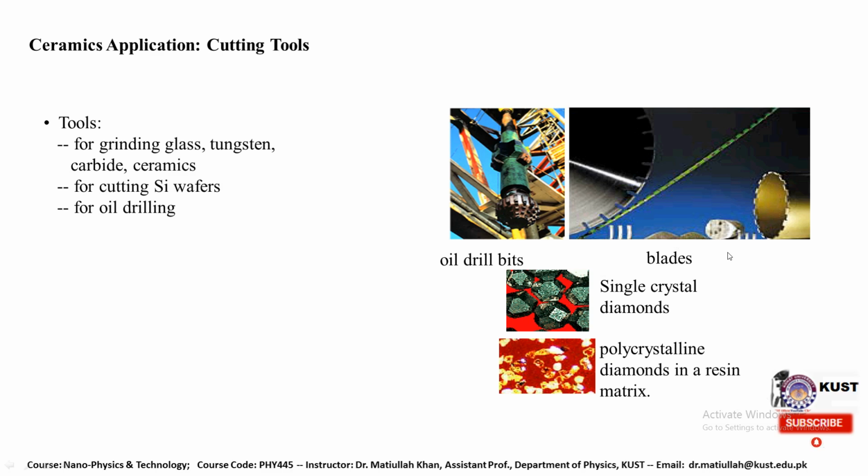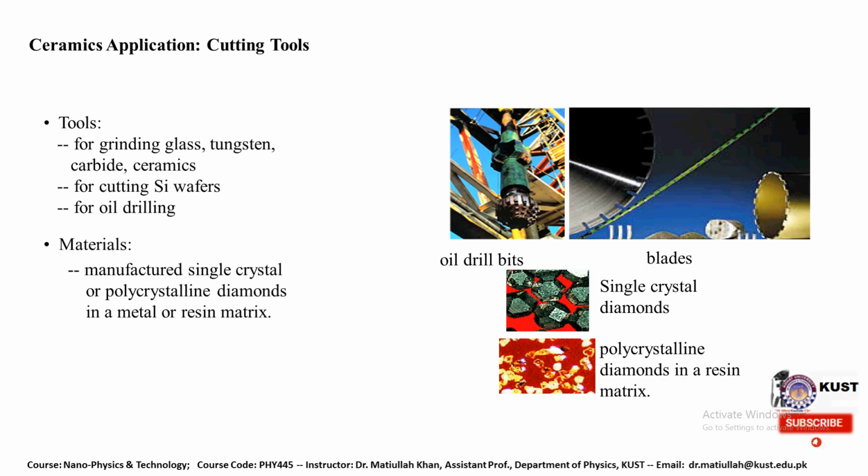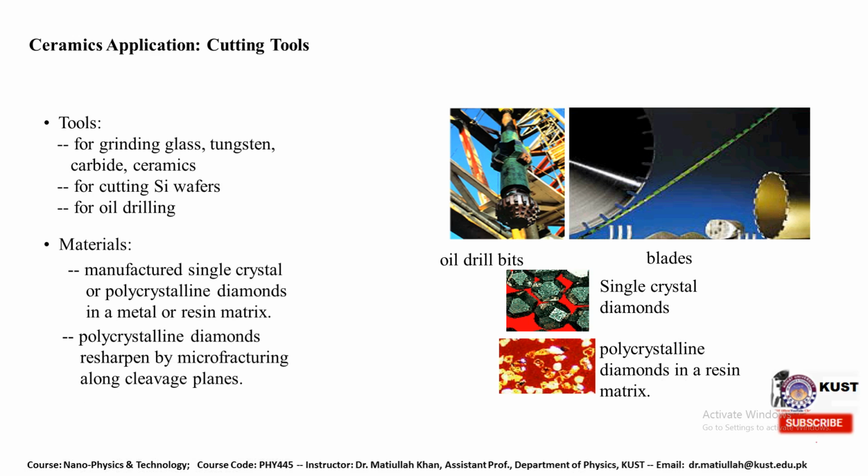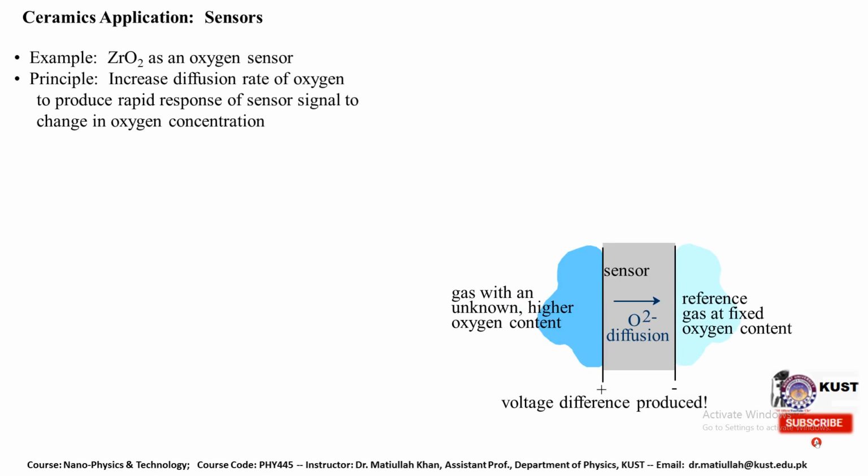We have blades that are used for cutting, very sharp blades. Single crystalline diamonds are also used, and polycrystalline diamonds are also used for this type of application. So materials manufacture single crystals or polycrystalline diamond in a metal or resin for further use. Polycrystalline diamonds reshape by micro fracturing along cleavage planes.